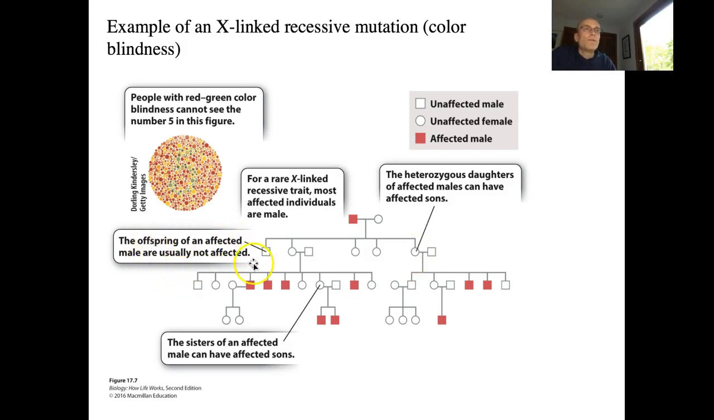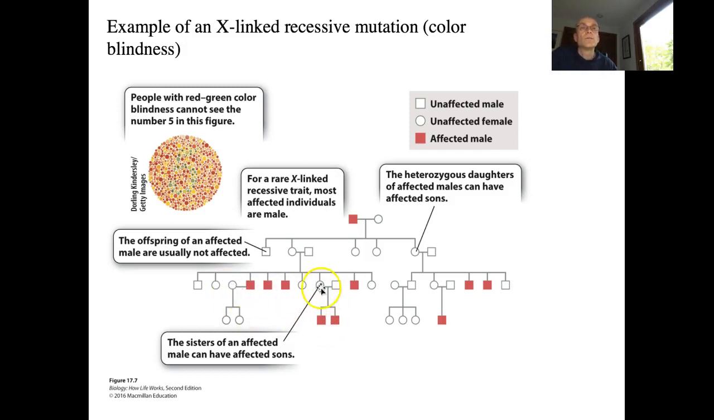And then the offspring of an unaffected male is usually not affected. So we don't have any offspring here, but we see that the sisters of an affected male can also have affected sons. So here are affected sons, and she's a sister of an affected male, right? So here are the affected males. She's an unaffected sister, and she can have affected sons.